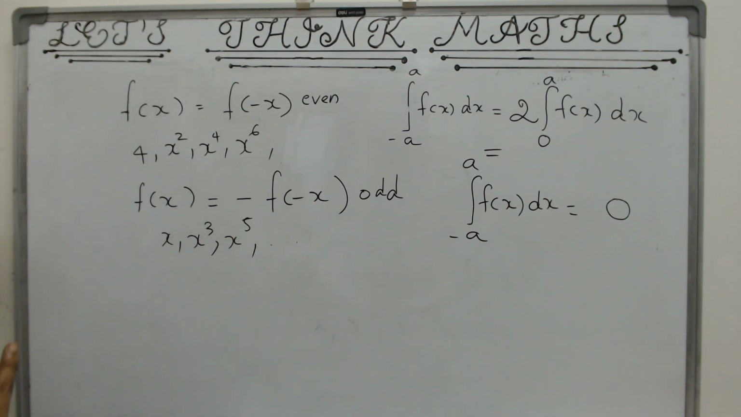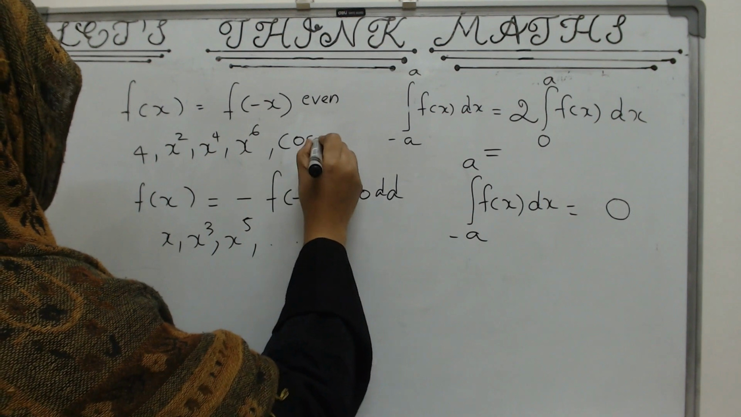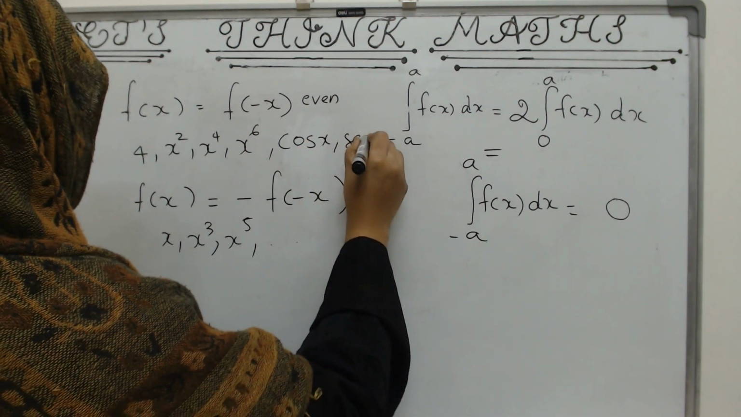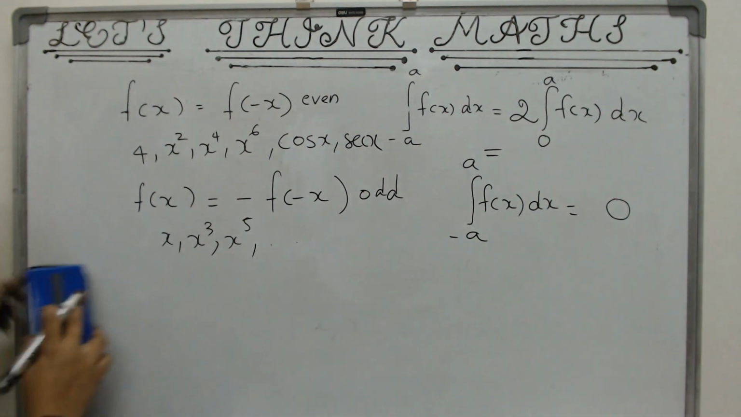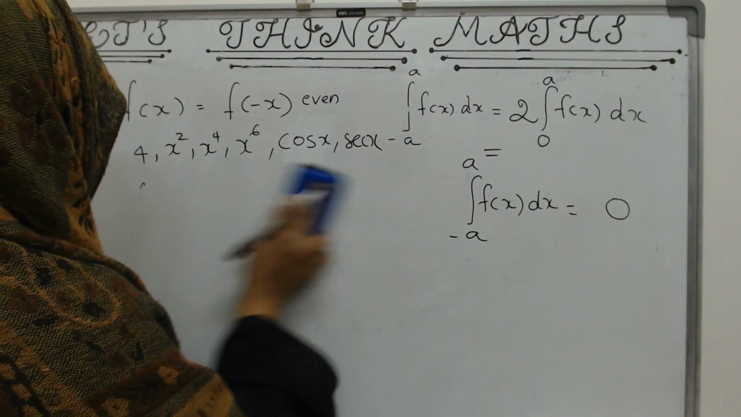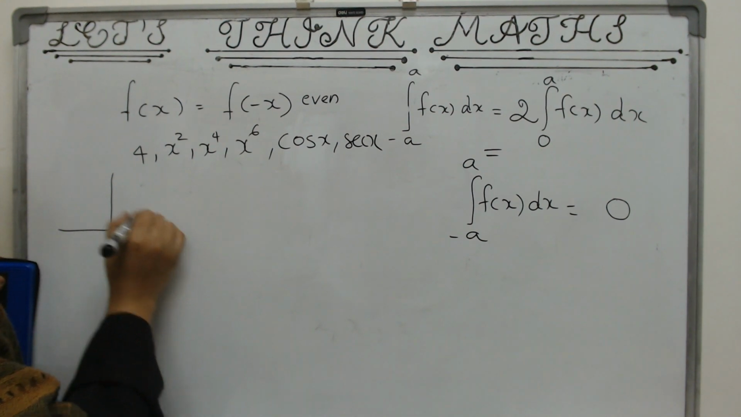Now when it comes to trigonometric functions, there are only two functions which are even, that is cos x and sec x. The other four fall in this area. Why is that? Let us check. Here, this is the first quadrant, right?